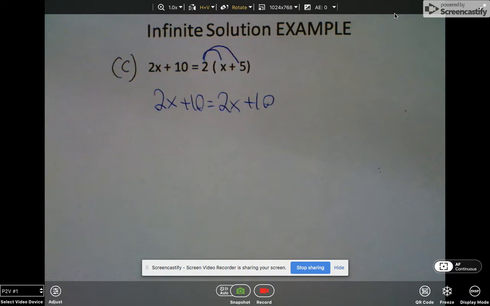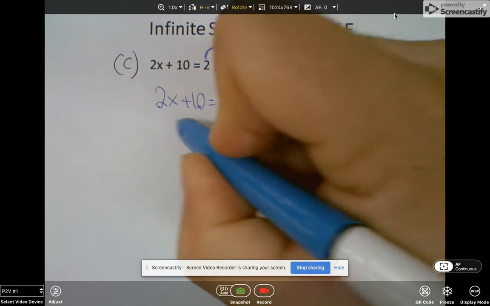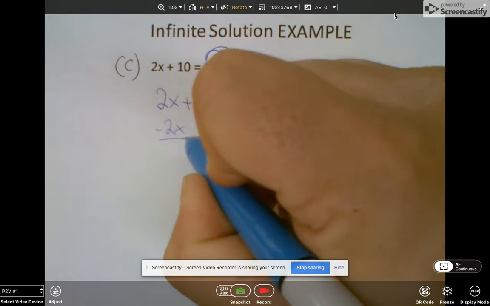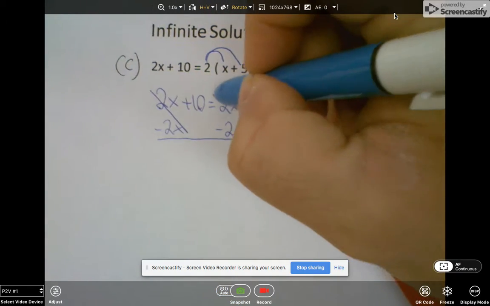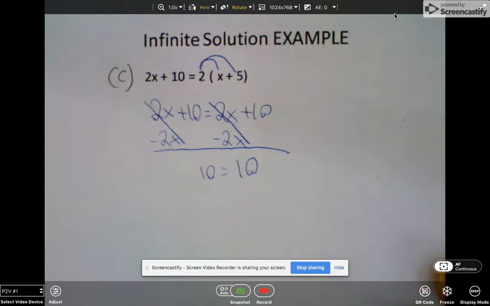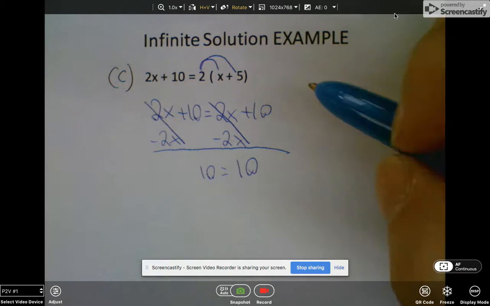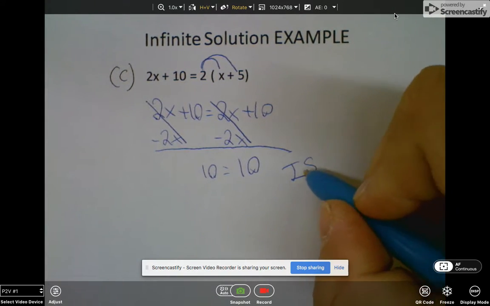you subtract 2x on both sides because there's variables on both sides. So the variables get completely canceled out. And you're just left with 10 equals 10. That's a true statement. 10 does equal 10. And so you would write infinite amount of solutions.